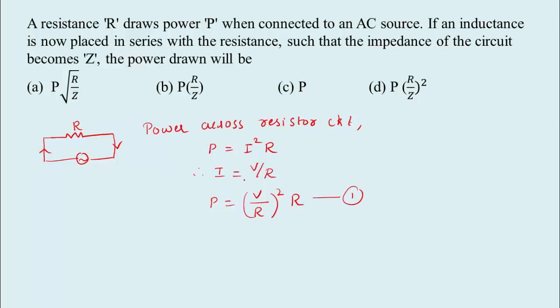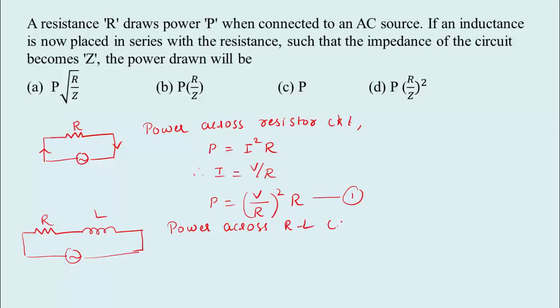Now in the second case, an inductance is placed in series with the resistance. So this is the resistor, connected to an inductor. Then this series RL circuit is connected to an AC source. Now what is the value of power? We have to calculate. When it is connected only to a resistor, the opposition is offered only by the resistance. But when it is connected to both resistor and inductor, opposition is offered by both inductor and resistor. So here we take the impedance, which is denoted by Z. Now power across the RL circuit.